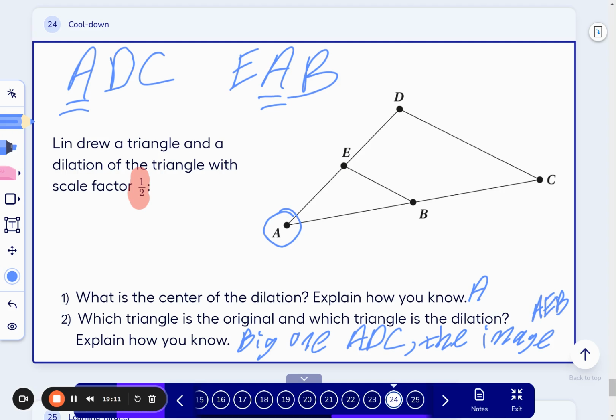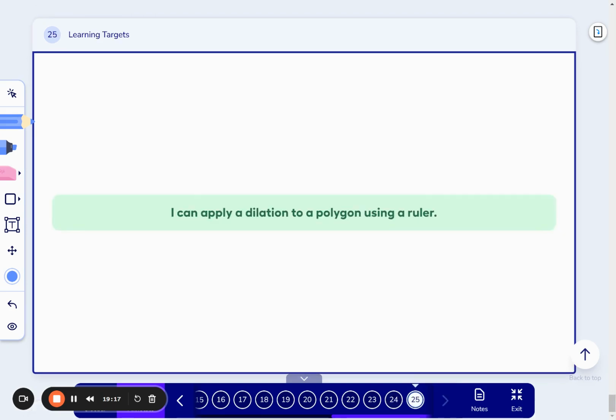All right. Hope you watched all of it. Hope you paid attention, had your ruler, working through it, because you can now apply dilations to a polygon using a ruler.